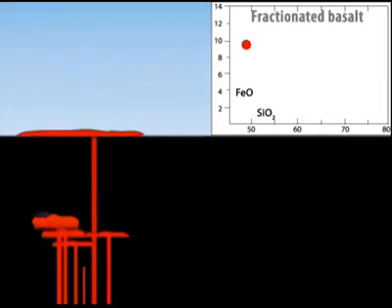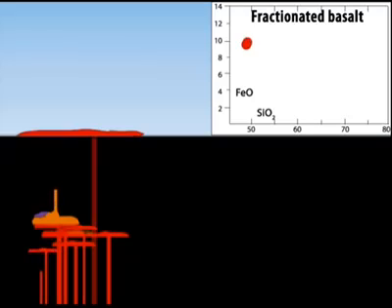Some of the basalt, collected in small magma reservoirs, cools, and crystals separate on the way to the surface, making a fractionated basalt along a tholeiitic differentiation trend.